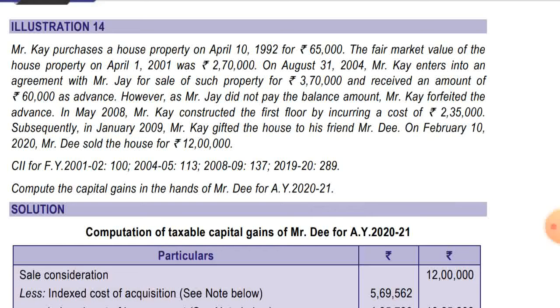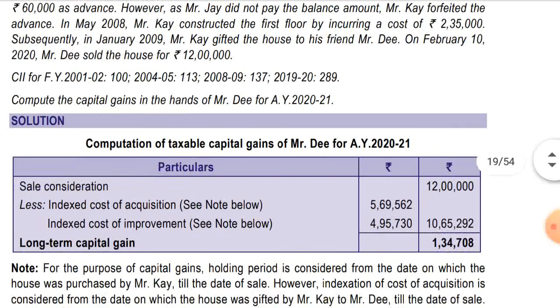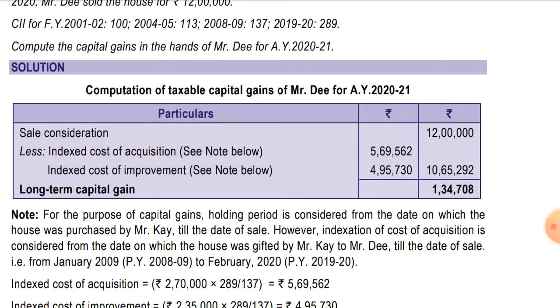So in the hands of Mr. K, no capital gain will arise, as it is a gift, and capital gain is exempt in case of gift. In the hands of Mr. D, they are asking. So let's see the solution. Sale consideration is 12 lakh. Index cost of acquisition, we'll see the solution over there. For the purpose of capital gain, the holding period is considered from the date on which the house was purchased by Mr. K till the date of sale. However, index cost of acquisition is considered from the date on which the house was gifted by Mr. K to Mr. D till the date of sale.